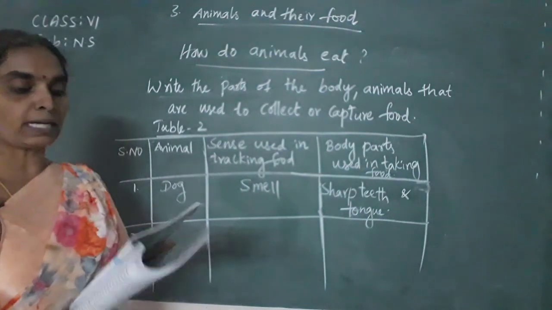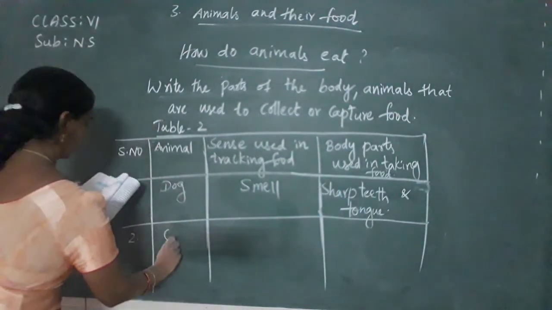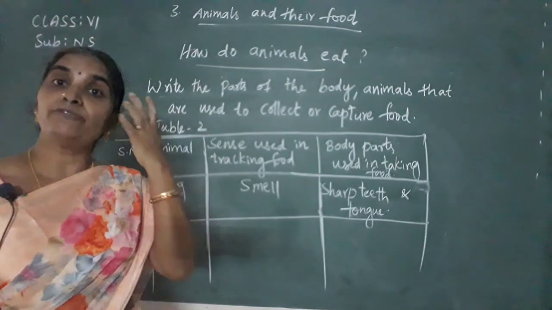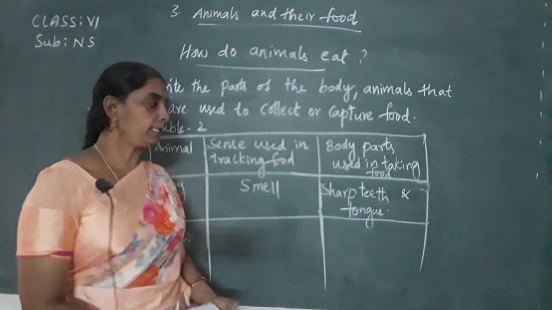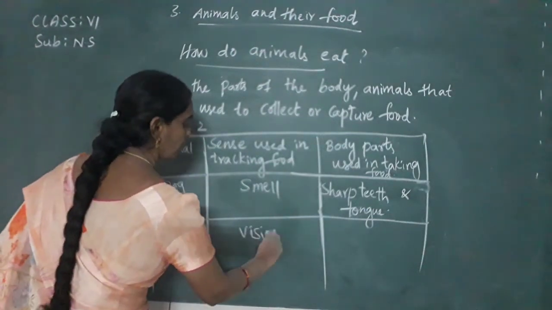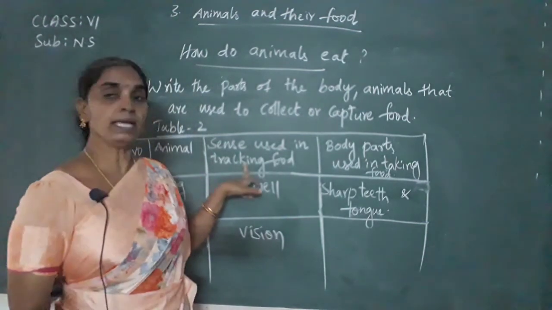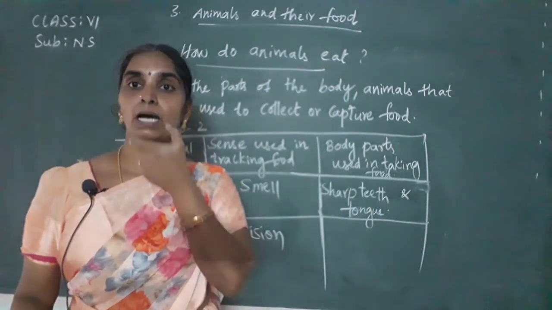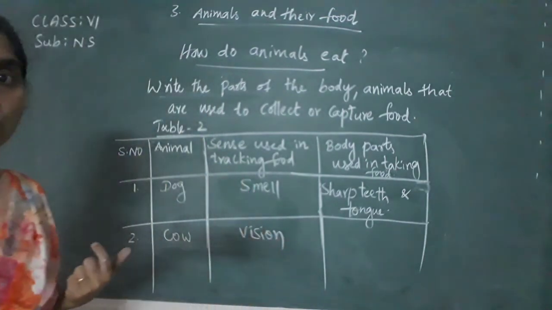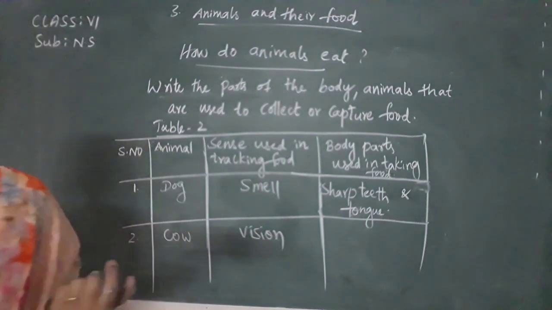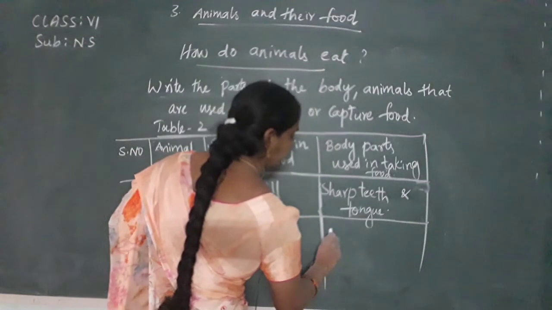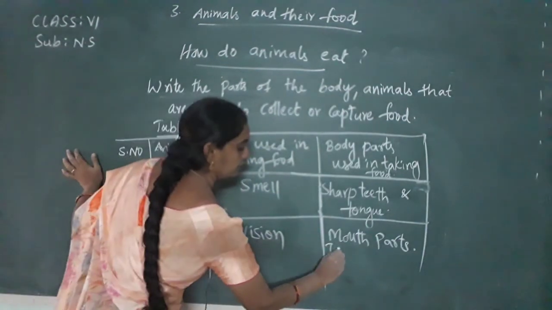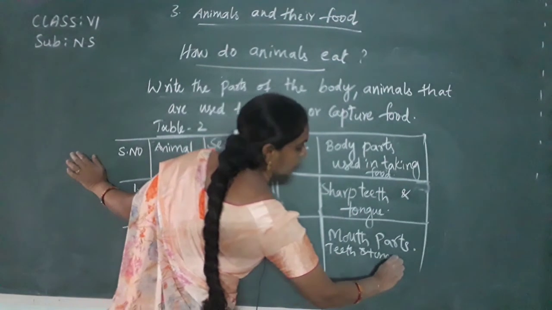Second one, children, cow. What is the sense organ used by the cow in tracking down the food? The cows mostly use the sense of vision, seeing. They search for the food, isn't it? So what are the body parts used by the cows in taking the food? You mostly see the cows taking the food with mouth parts. So write mouth parts, teeth and tongue. They take liquids through their tongue, isn't it?